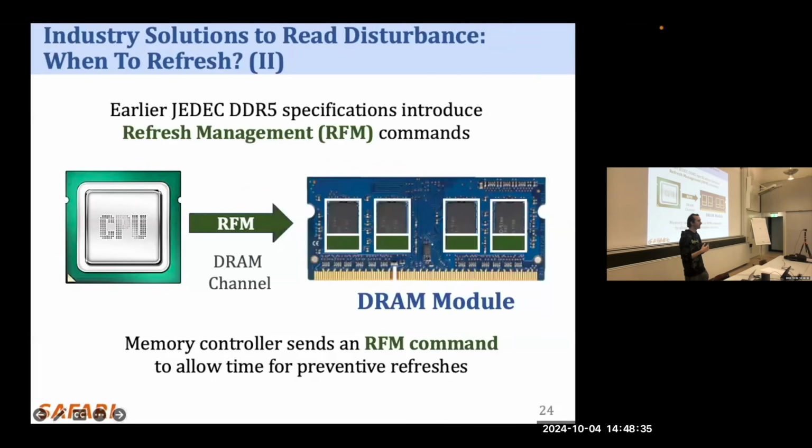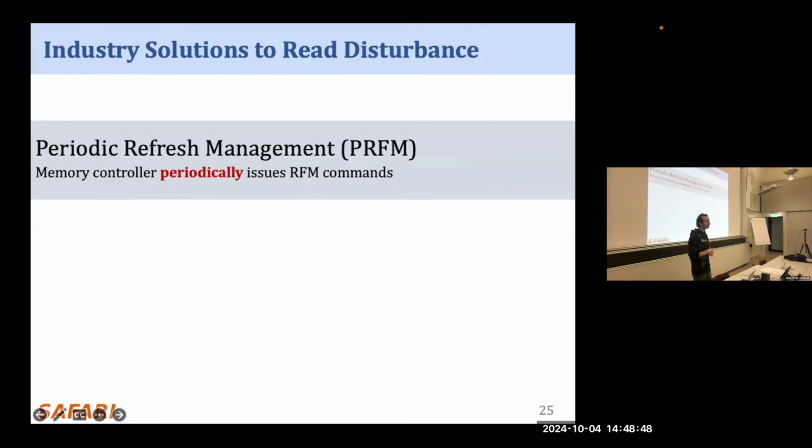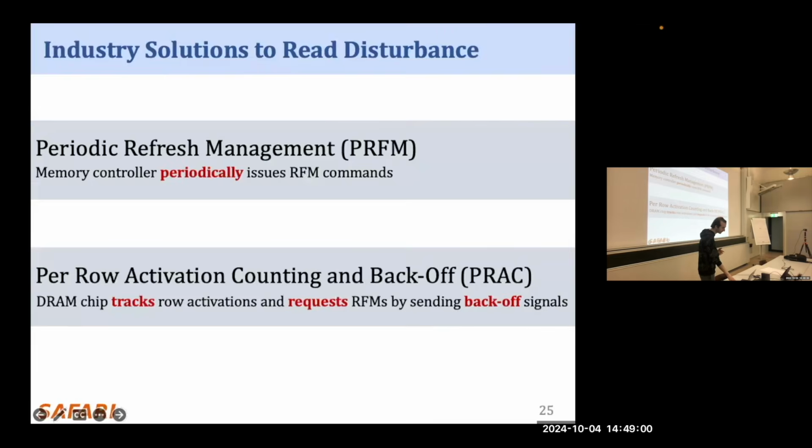The RFM command gives the DRAM module time to perform preventive refreshes. You can think of this as a contract between the memory controller and the DRAM module, where the memory controller is saying, hey, I won't access this location for a set amount of time. You can perform necessary activations to that location. We will cover two industry solutions that use RFM commands. First is periodic refresh management, or PRFM for short, where the memory controller periodically sends these RFM commands to give time to the DRAM module for preventive refreshes.